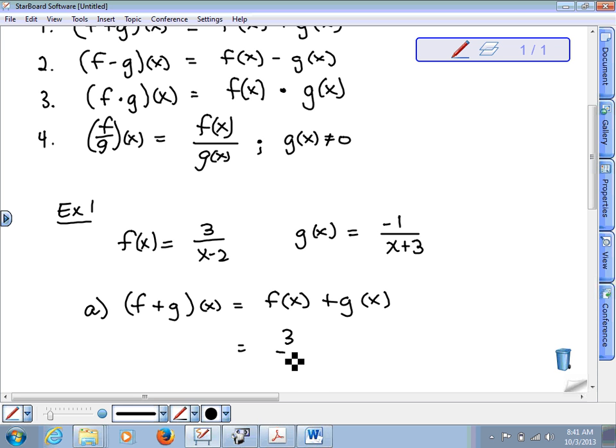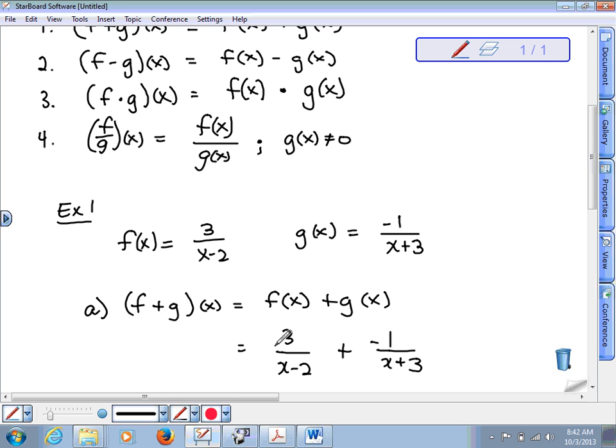So f of x is 3 over x minus 2. We're going to add that to the g function, which is negative 1 over x plus 3. Now you really got to remember, we talked a little bit about this at the beginning of the year. We practiced a few of these types of problems. How do you add these together? We have to have a common denominator, yeah.